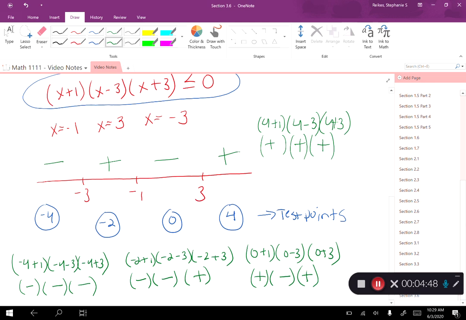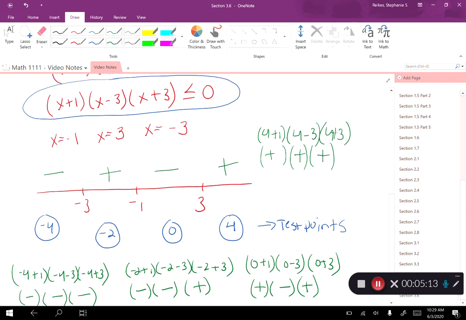Now, it happened to alternate on this example where it went negative, positive, negative, positive, but you can't guess that that's going to happen every time. It is possible to get negative, positive, positive, negative. There can be any combination of signs. So you really do have to plug in all the test points. I know it's a bit lengthy. So we're almost done at this point.